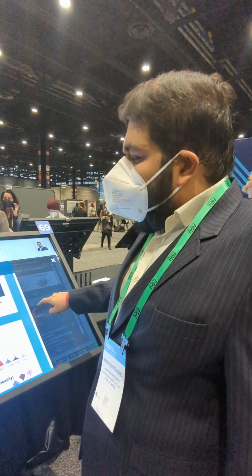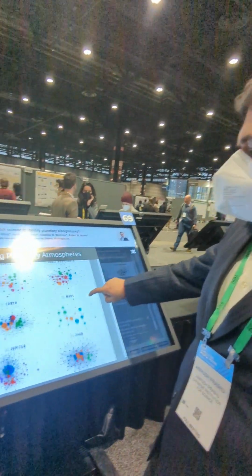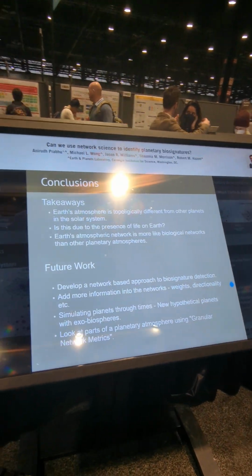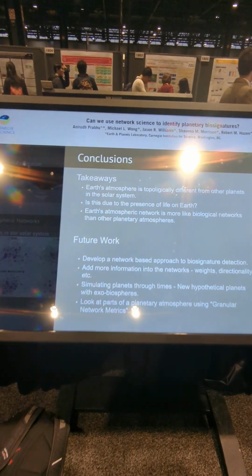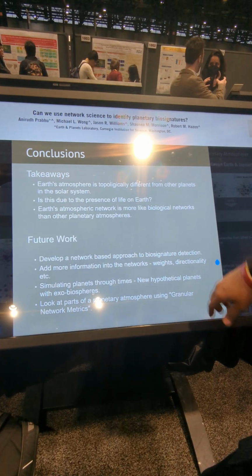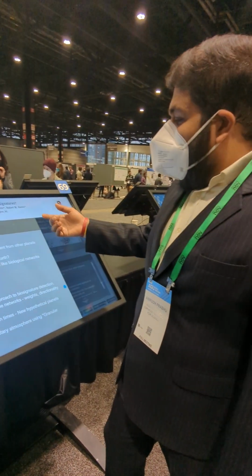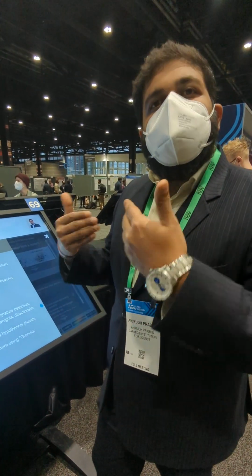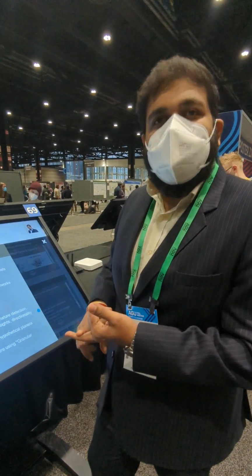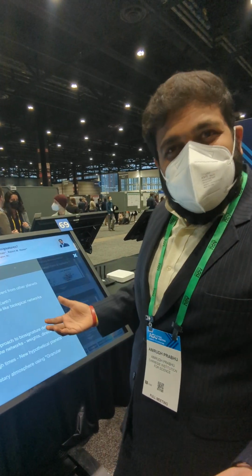So we applied various different network metrics, we applied community detection methods and other methods, and found that yes, Earth's atmosphere is topologically very different from all the other planets in our solar system, except for a little bit of a caveat. Jupiter has some more similarities with Earth than other planets. But we're going to continue this exploration by adding more data and more structure to the network. So we're going to add weights to the chemical reactions, we're going to add directionality to the chemical reactions and study these networks. And hopefully we'll be able to more definitively prove this.